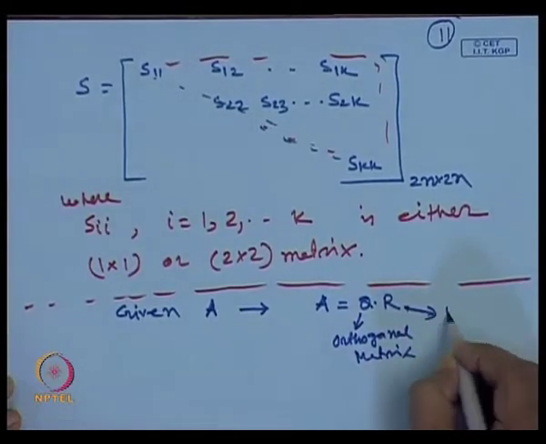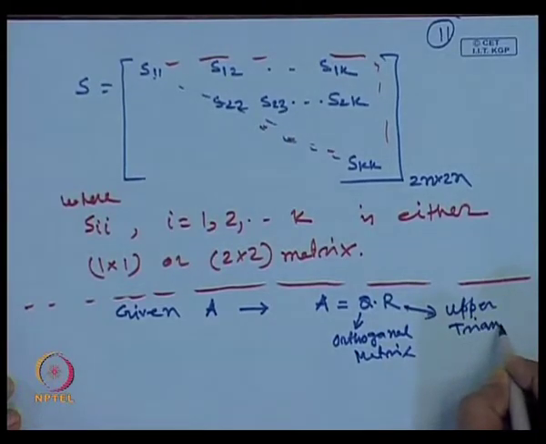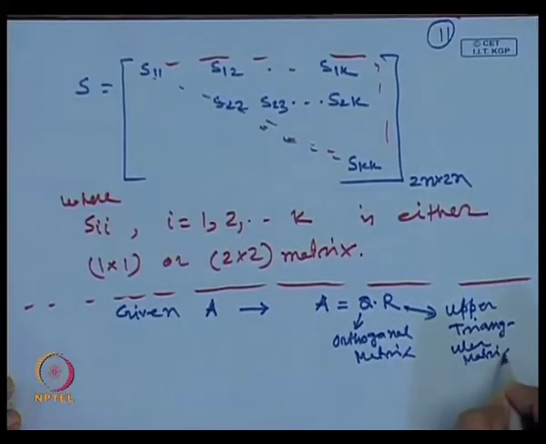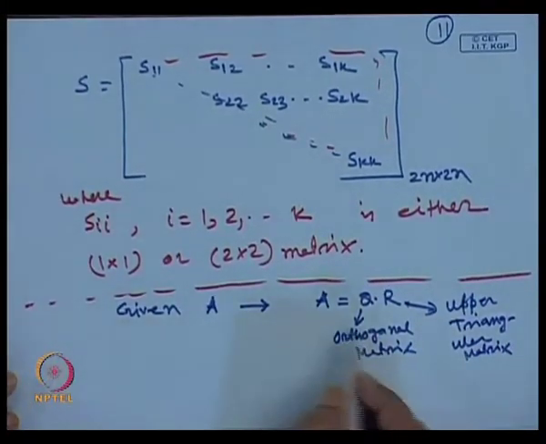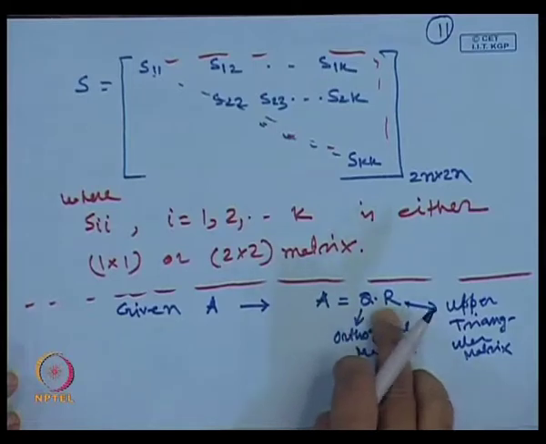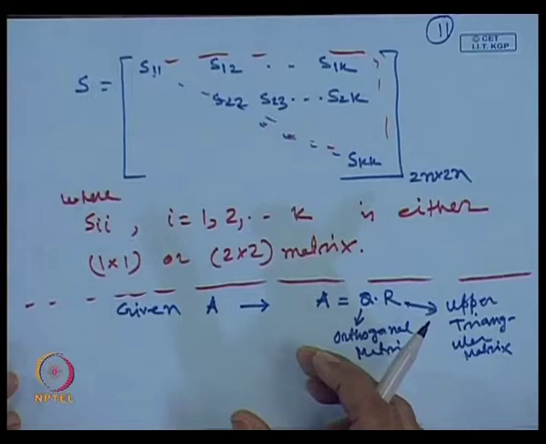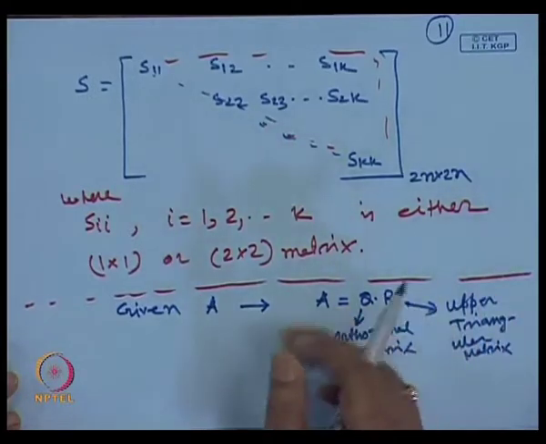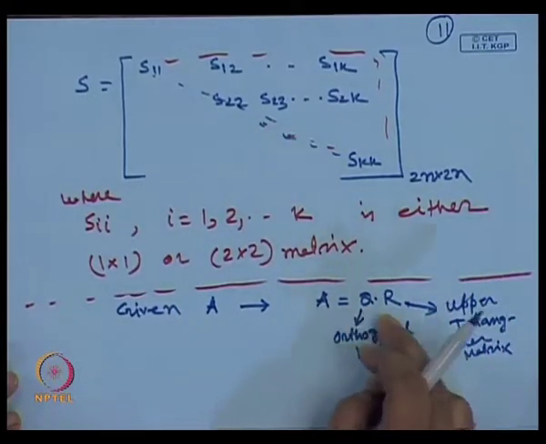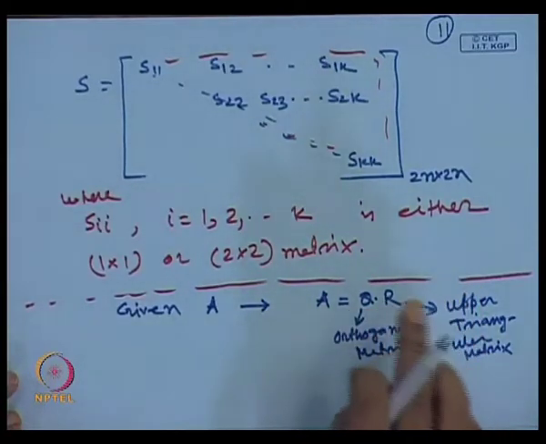And R is the upper triangular matrix. Now, the matrix A can be decomposed into this Q into R form. This can be done by using a sequence of orthogonal transformations, or in other words, one can do a sequence of Householder transformations, which will decompose a matrix into this Q into R.